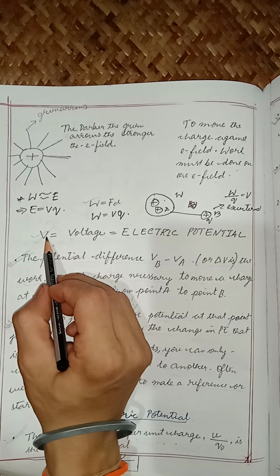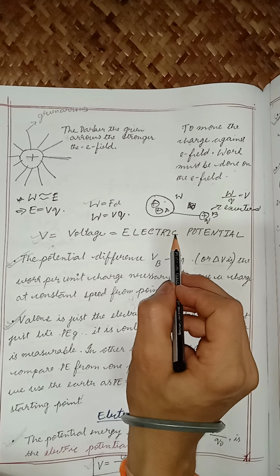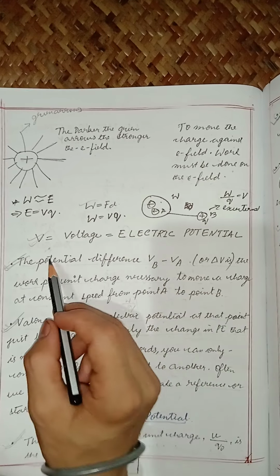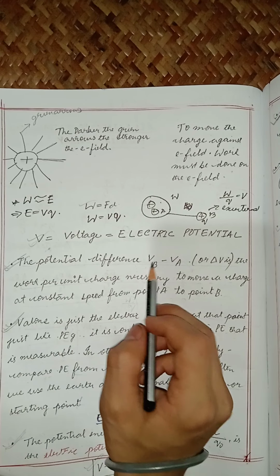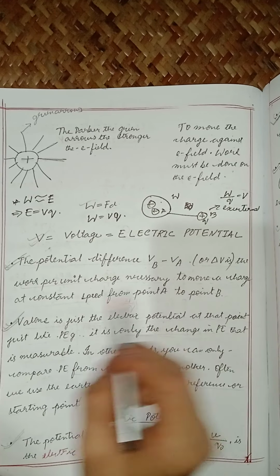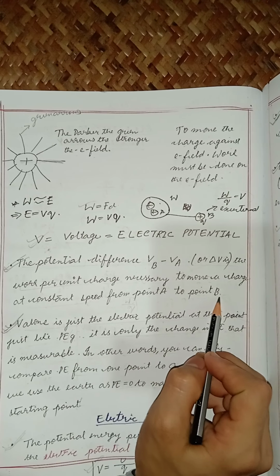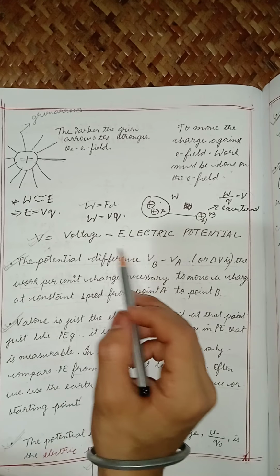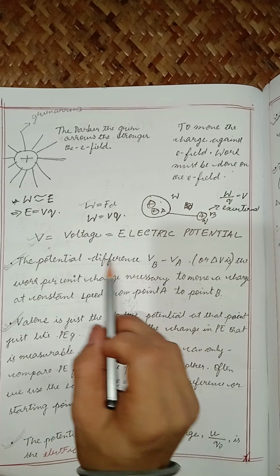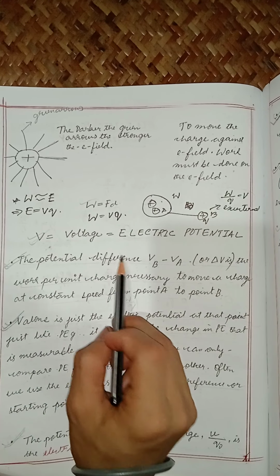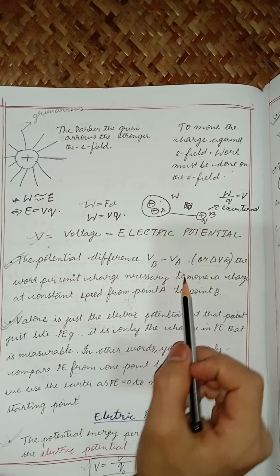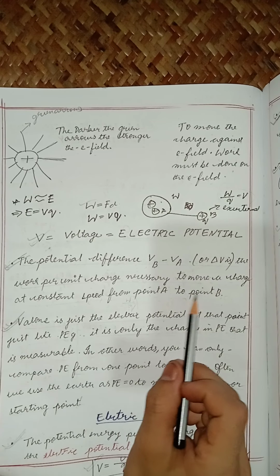Now, V is equal to voltage is equal to electric potential. If you are going to define the potential difference, then we can define it like this: the potential difference VB minus VA, or delta V, is the work done per unit charge necessary to move a charge at constant speed from point A to point B. That means potential difference is defined as the work done per unit charge. One necessary condition is that it should be at constant speed, from point A to point B.